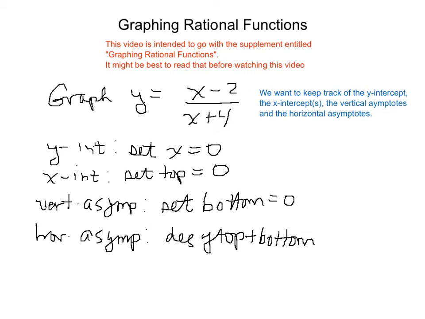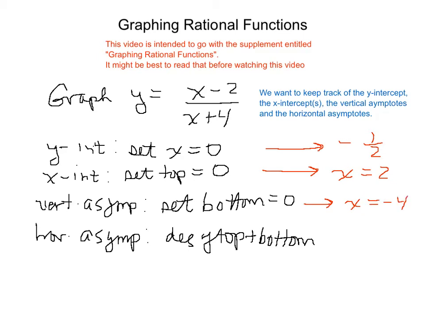So let's just add in here. Okay, the y-intercept. The y-intercept is what you get when you set x equal to 0. So the y-intercept is going to be minus a half. The x-intercept is what you get when you set the top equal to 0. So that's x is equal to 2. The vertical asymptote, set the bottom equal to 0, and that's going to be x is equal to minus 4.